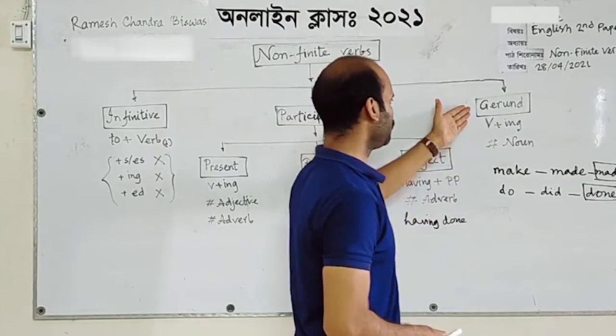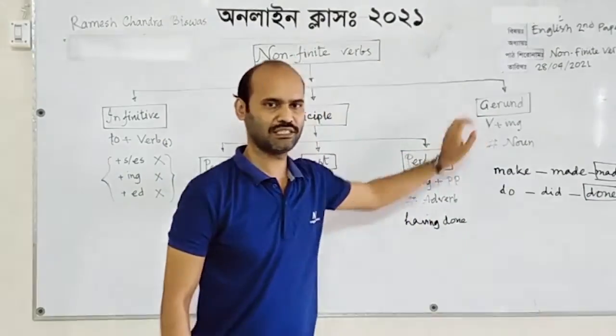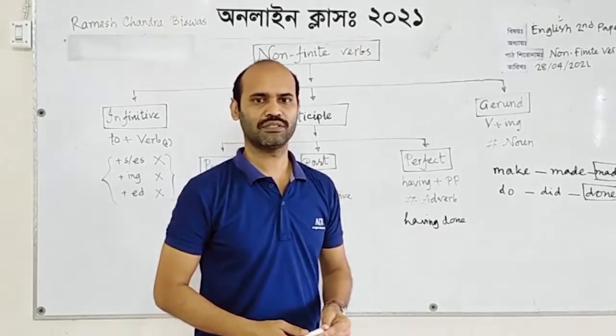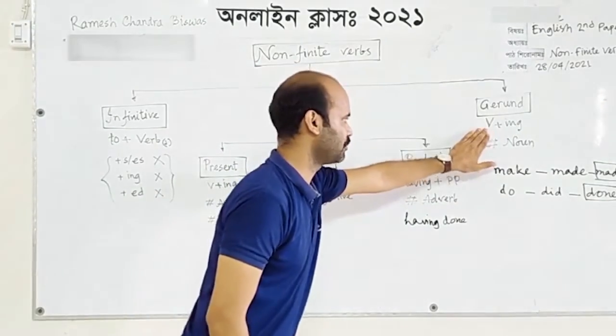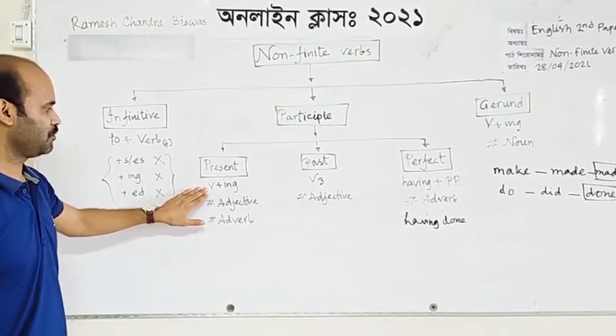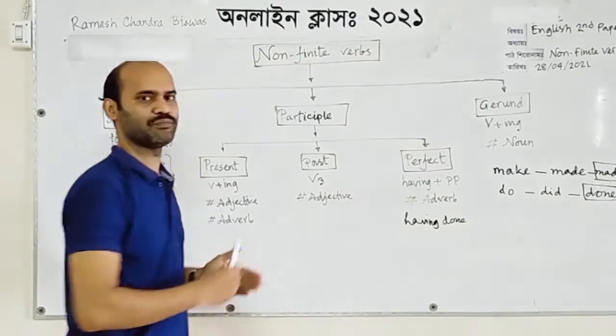The third and final form of the non-finite verbs is called gerund. Gerund is the ing form of a verb. Look, here we face a question. This is also an ing form, and we have already seen that the present participle is an ing form of the verb. So what is the difference between these two?